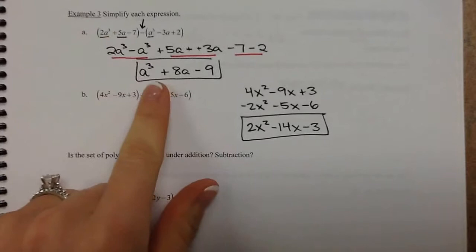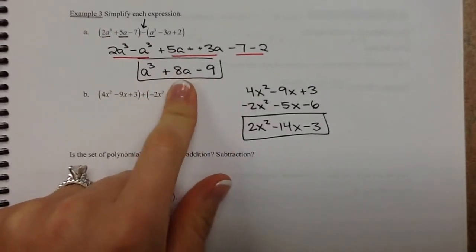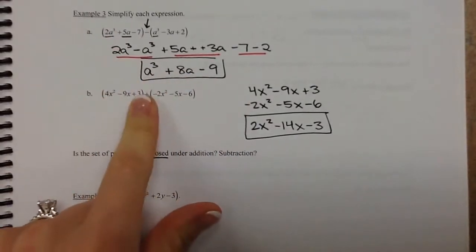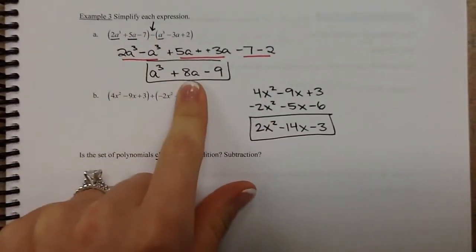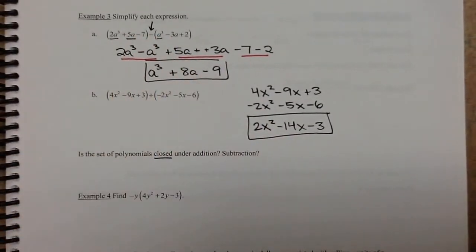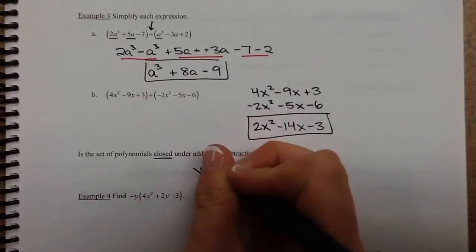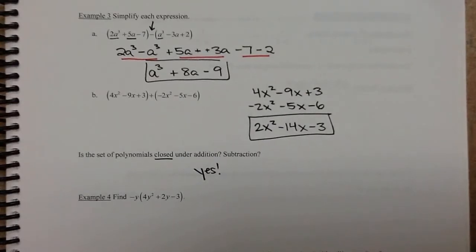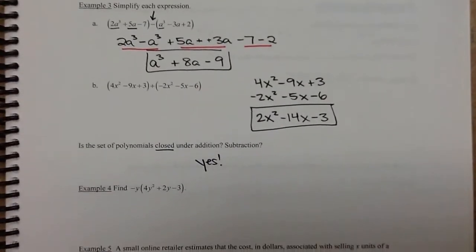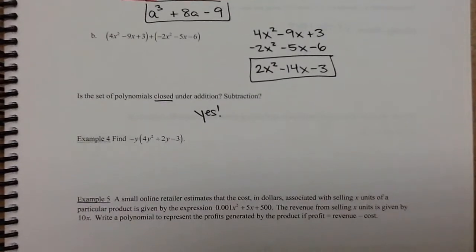So I added 2 together, this is definitely still a polynomial. And I subtracted, I'm sorry, this is adding, and this is definitely still a polynomial. This is subtraction, this is definitely still a polynomial. So yes, absolutely. If I add or subtract 2 polynomials, the result that I get is still a polynomial. So that's what it means to be closed. Okay, so now this one, this is multiplication, but it's more like distribution.